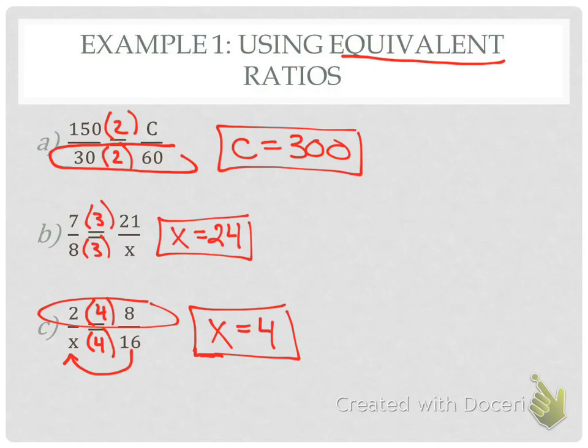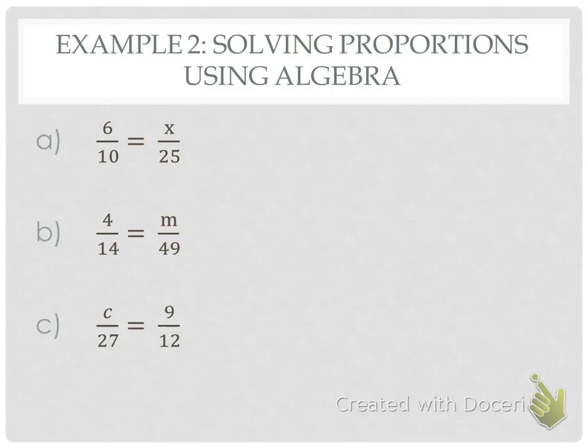Okay, moving on now to example 2. So this is just another way that you can solve a proportion. You can solve a proportion using equivalent ratios, or you can solve a proportion using algebra. Now with algebra, you need to remember your keyword starts with an R. How do you solve for the variable? Use the reciprocal, okay? So that's going to be the key word that you're going to remember here. Multiply by the reciprocal.